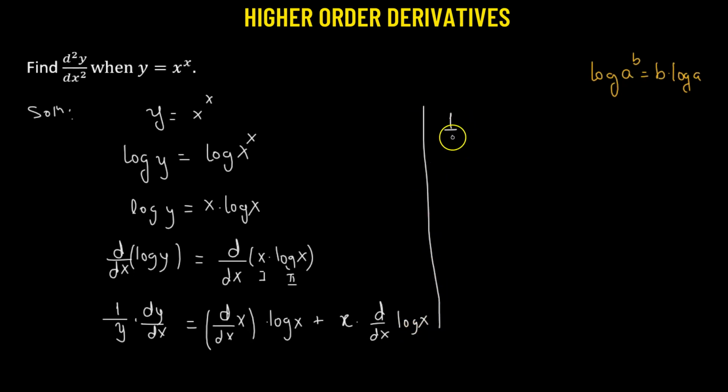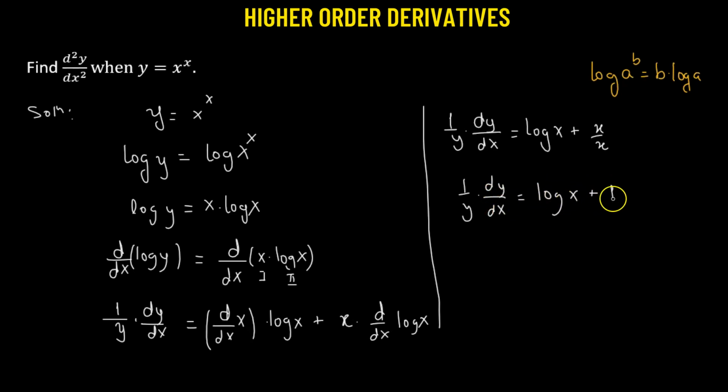So let's continue it here. We have 1 over y times the derivative of y with respect to x, that's equal to the derivative of x, which is simply 1. This gives us log of x plus x times the derivative of log of x, which is 1 over x. So that means we have 1 over y times the derivative of y with respect to x equal to log of x plus 1.